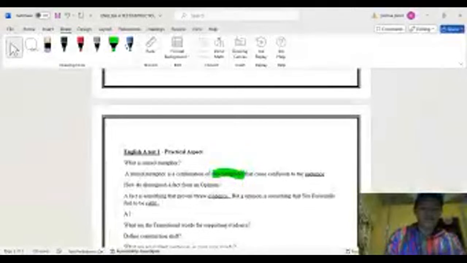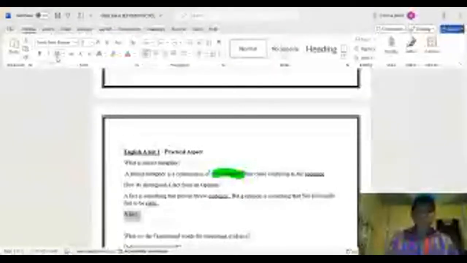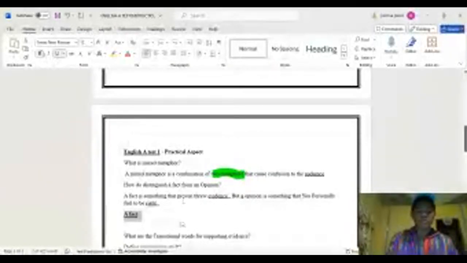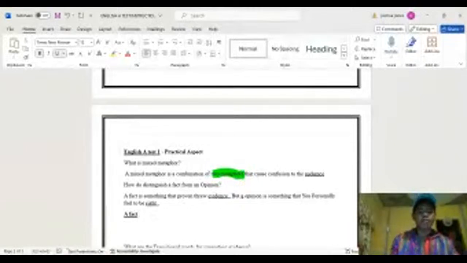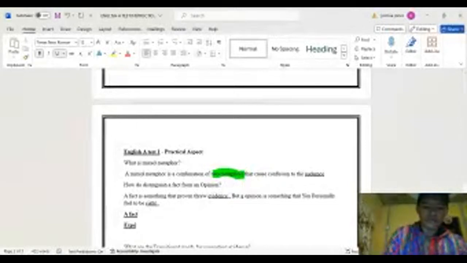We're going to that right now. A fact can be distinguished by doing a couple of things, as shown right there. So how do you notice a fact within a paragraph, or within a piece of writing? One way you could notice it is to look for opinion.